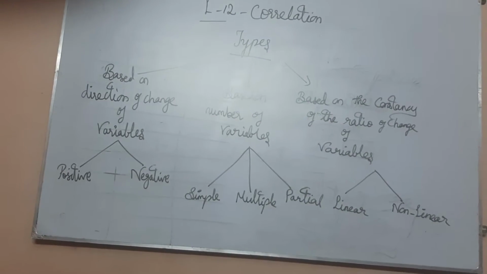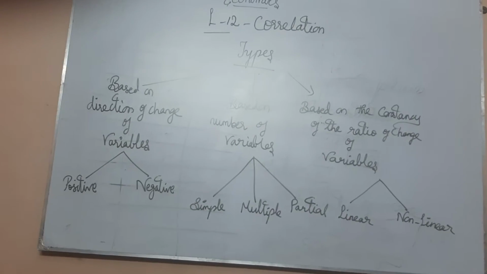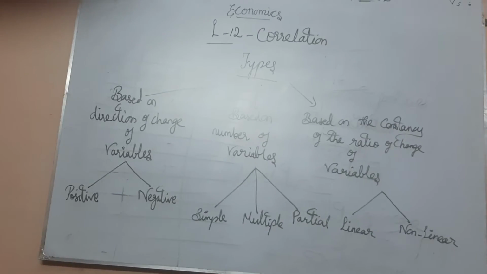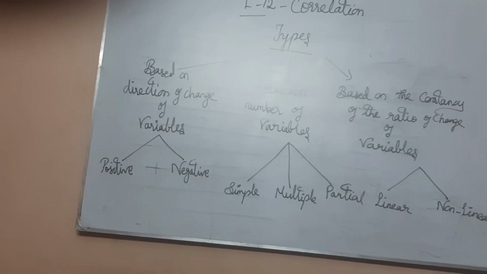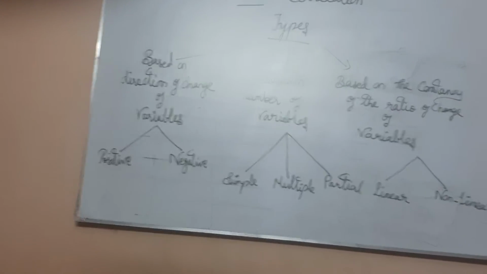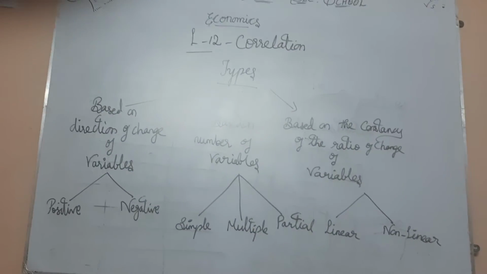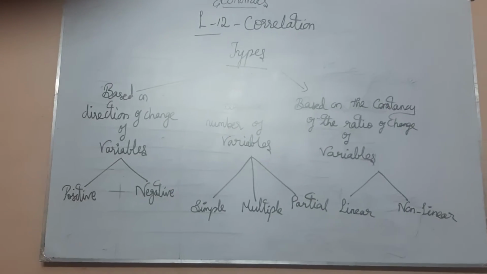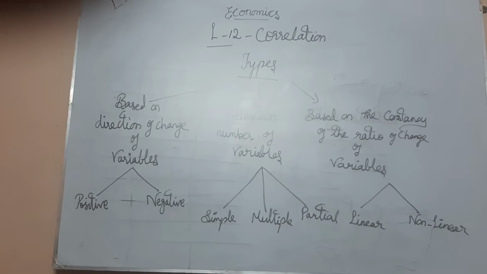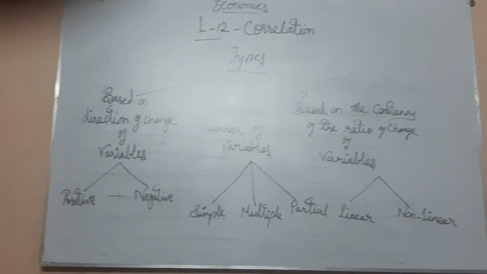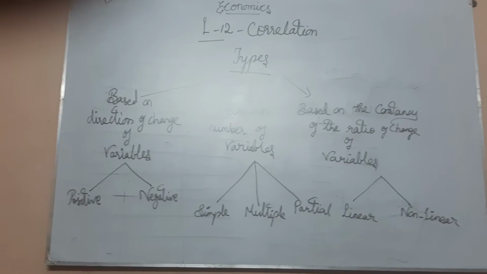Negative correlation. The correlation is said to be negative when the values of variables move in the opposite direction. Moving in the same direction means positive correlation. Moving in the opposite direction means negative correlation. Here we may say y equals a plus bx in the positive, and in the negative, y equals a minus bx.